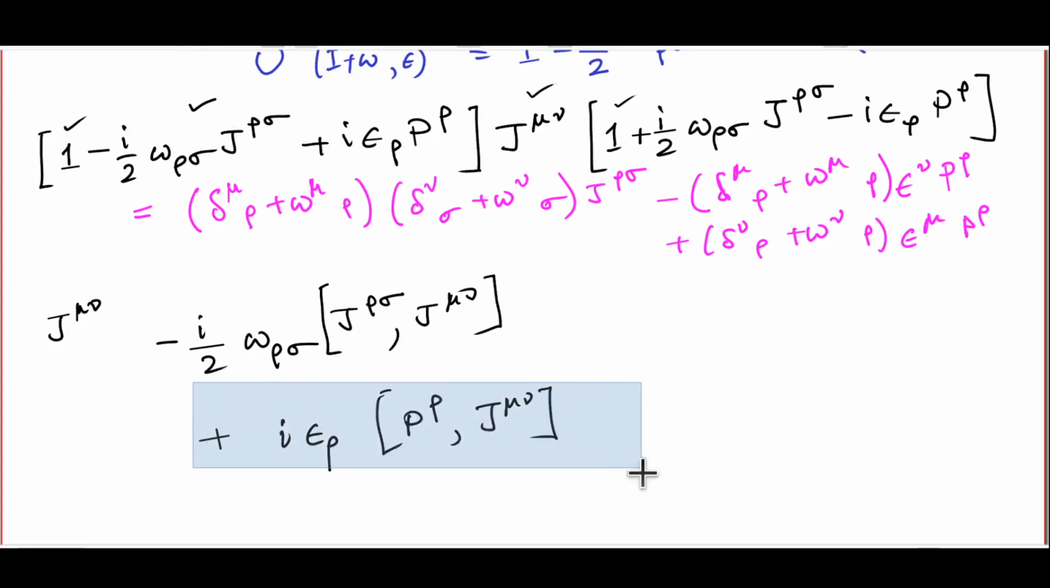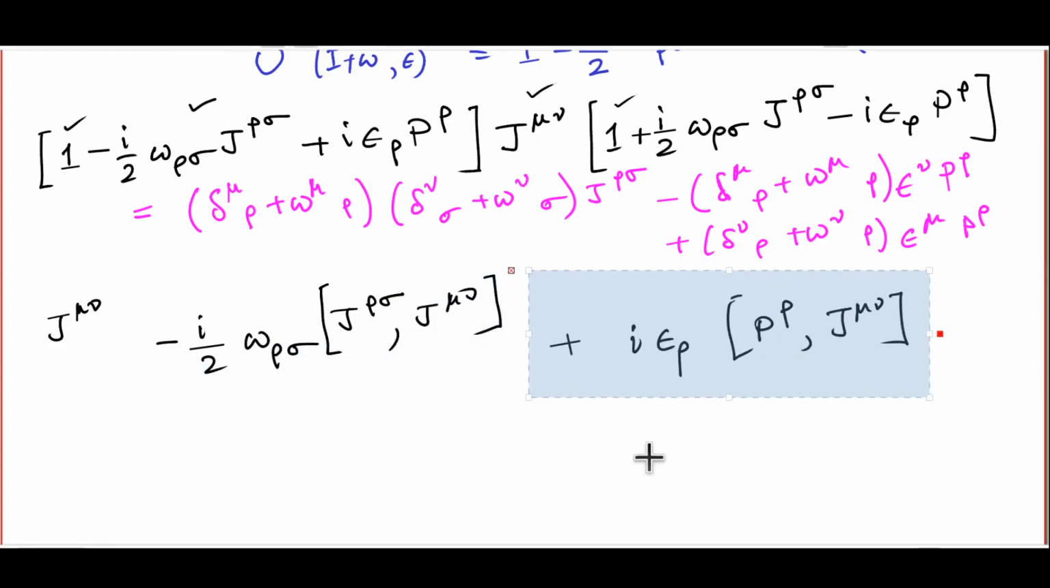So this is what you have on the left hand side: two commutators and the original value. What about the right hand side? Well, you can see delta mu rho delta nu sigma times j rho sigma obviously gives you j mu nu, using the magic of the delta symbols.